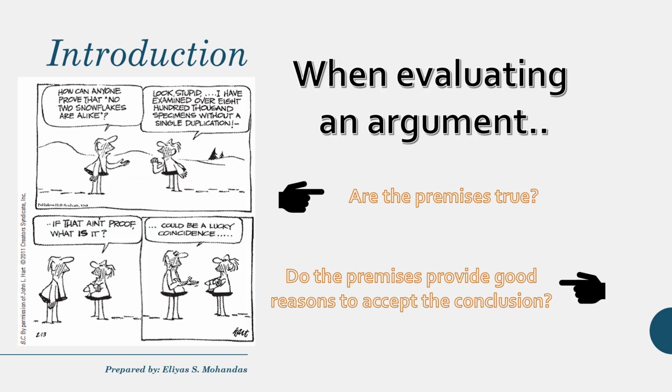Now, when we are evaluating an argument, there are two questions we may need to ask whenever we want to evaluate any argument. Number one, are the premises true? And number two, do the premises provide good reasons to accept the conclusion? In this chapter, we are going to focus solely on the second question: do the premises provide good reasons to accept the conclusion?